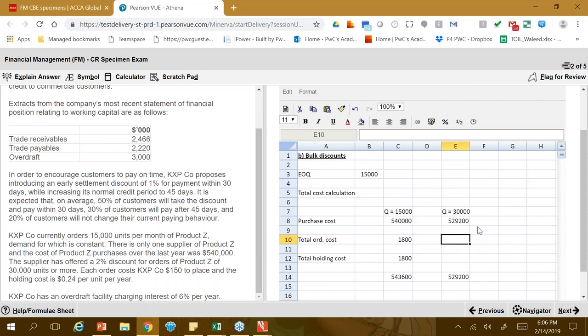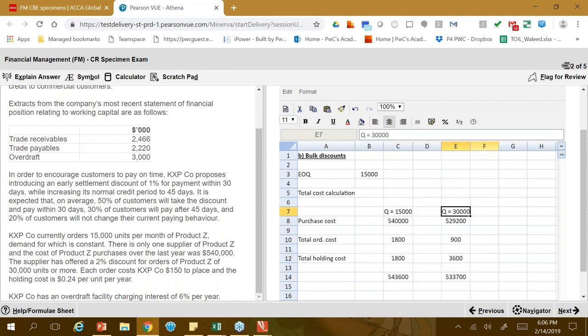Total ordering cost again, D over the Q. D is 180,000, the Q is 30,000, into the C naught, which is 150. Remember, the Q now is 30,000. And then total holding cost: the Q is 30,000 divided by 2 into the holding cost per unit per annum, 0.24. That gives us our final answer. So we've got a total cost of 543,600 under EOQ, and a total cost of 533,700 under the bulk discount quantity.